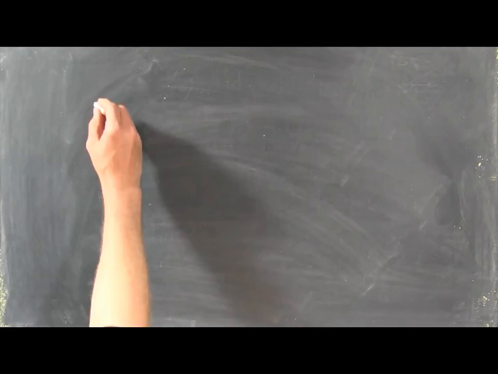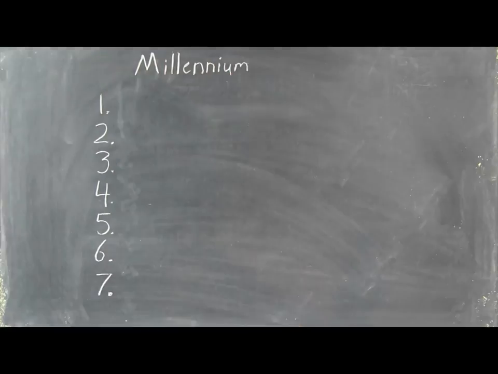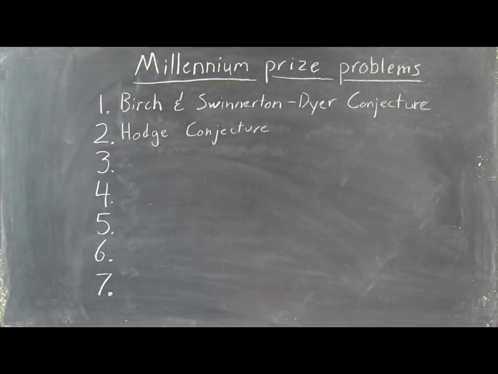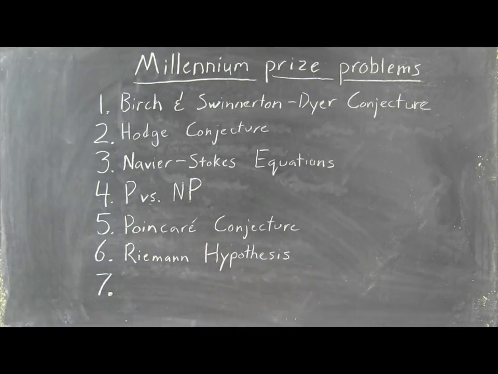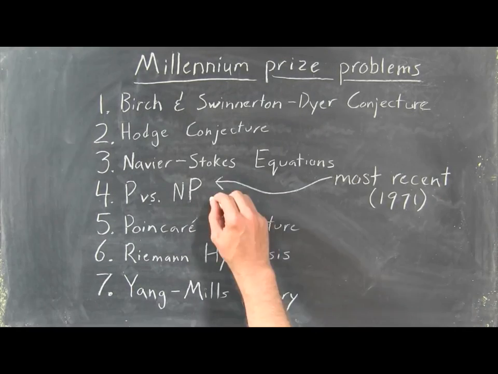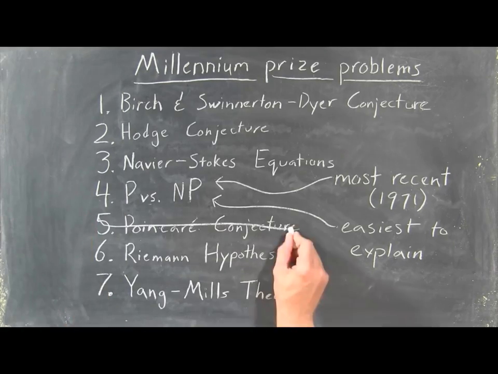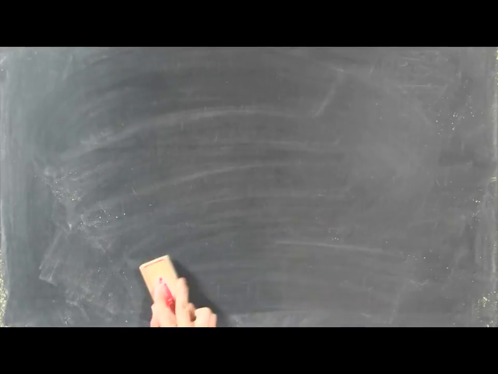In 2000, the Clay Institute offered $1 million each for the solutions to 7 key problems in math, the Millennium Prize problems. These are profound and difficult problems, and for most of them it takes a lot of specialized knowledge to even understand the question. Of the 7 problems, P versus NP was both the most recently conceived in 1971, and by far the easiest one to understand and explain. And in March 2010, the Clay Institute awarded the first of its 7 prizes for the solution to, not P versus NP. So, what is the P versus NP question?